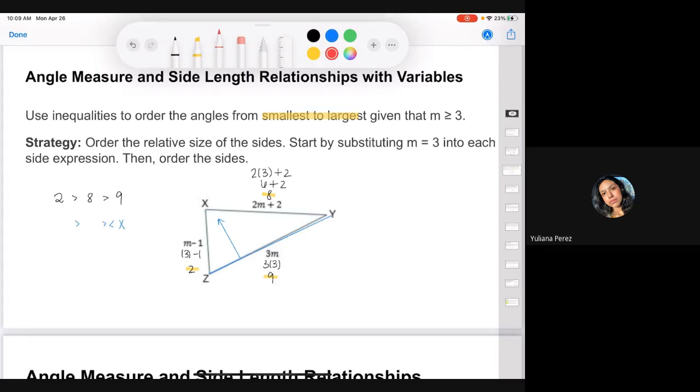Okay, then opposite our smallest side is going to be our smallest angle. And so that leaves our middle side. It's not our smallest side, not our largest side, just the middle side, so that's 8, and opposite that would be the middle size angle. And again, a reminder that we're going from smallest to largest. Okay, any questions about this?